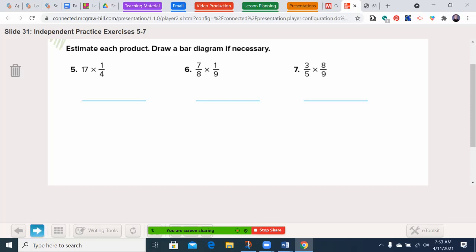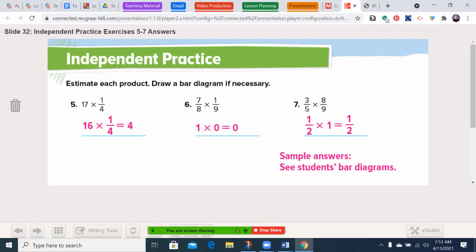Welcome back. Let's see how we did. 17 times a quarter is a lot like the previous questions, but I'm going to turn 17 into 16 as a compatible number, because 4 goes into 16 4 times. 4 times 1 is 4. Over here, we do have one that rounds to 0. 7/8 is almost 1. 1/9 is barely above 0. 1 times 0 is 0. And remember, anytime you multiply by 0, it's 0.